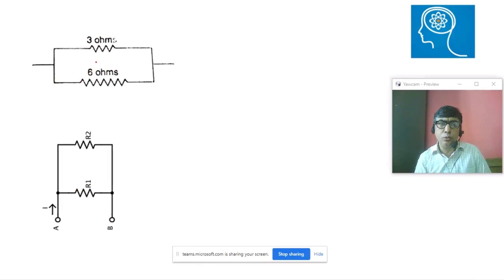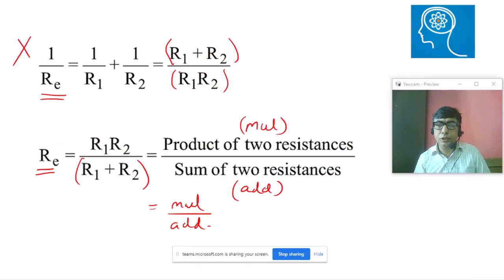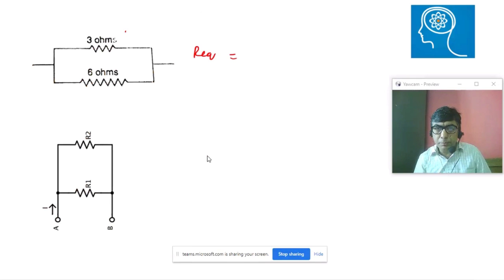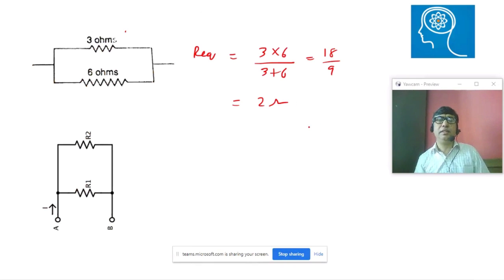Now here two resistors are connected, 3 and 6. I want to find out the equivalent resistance. So for equivalent resistance, we will use the formula directly. R equivalent equals to, what was the formula? Multiplication in the numerator, addition in the denominator. So it is 3 into 6 divided by 3 plus 6. So the answer will be 18 upon 9, which is 2 ohms. Getting it? So directly we have found out the answer.